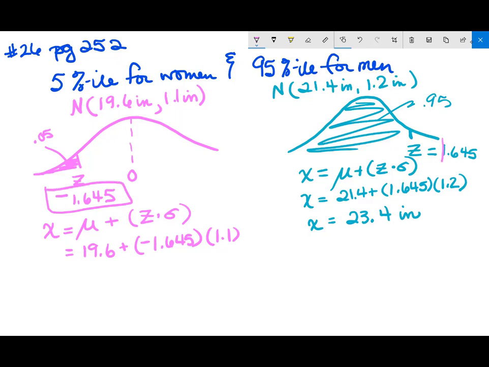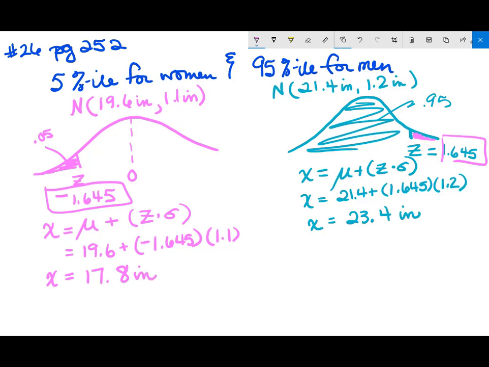Now notice that my z-scores are the same, just the signs are different, and that makes sense. If there's 5% down in this tail when it's a standard normal curve, that z-score will be the opposite sign of one where there's 5% in the upper tail. But our values are going to be different because we're looking at a different distribution. So let's go ahead and do this math. And our knee height is going to be 17.8 inches.